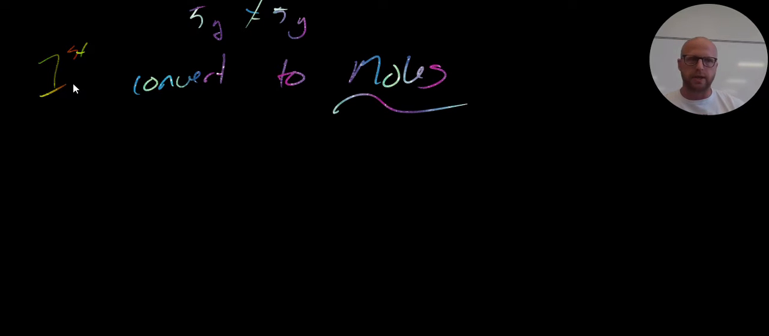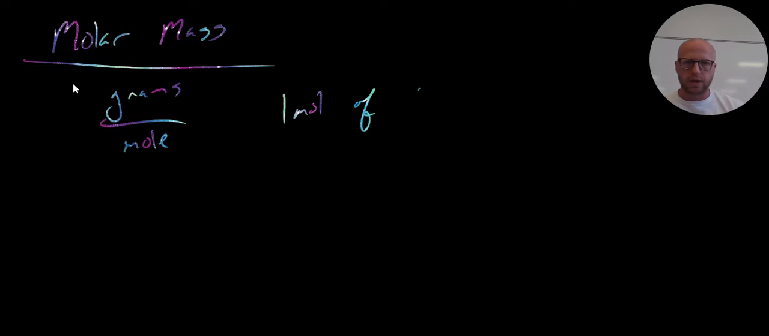Well, how do we do that? There are a couple of different ways to convert to moles. We're going to go over 3 today. The first one is by using the molar mass. This is distinct for each chemical or element. The molar mass is the grams per mole. So in hydrogen's case, if I have 1 mole of hydrogen, the molar mass would be 1 gram per mole.